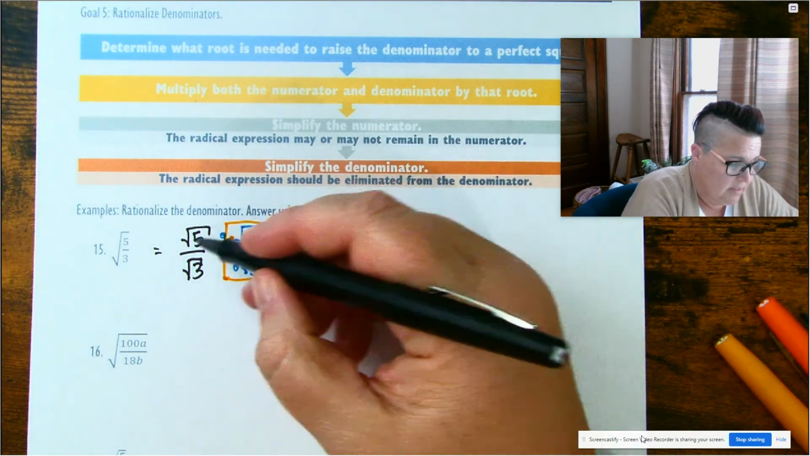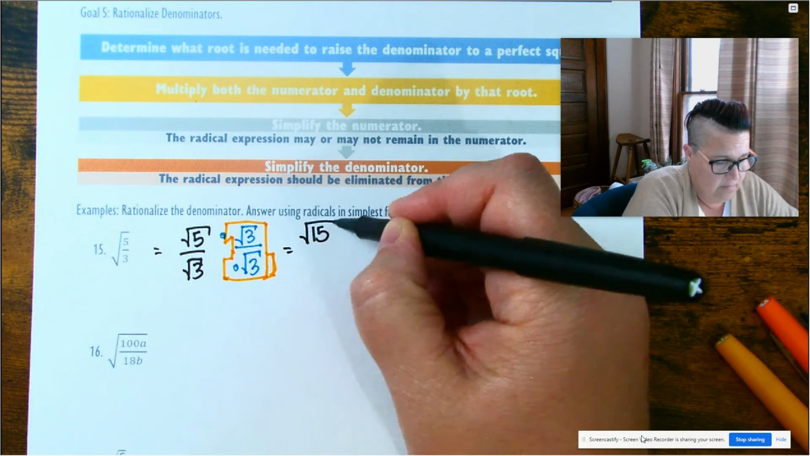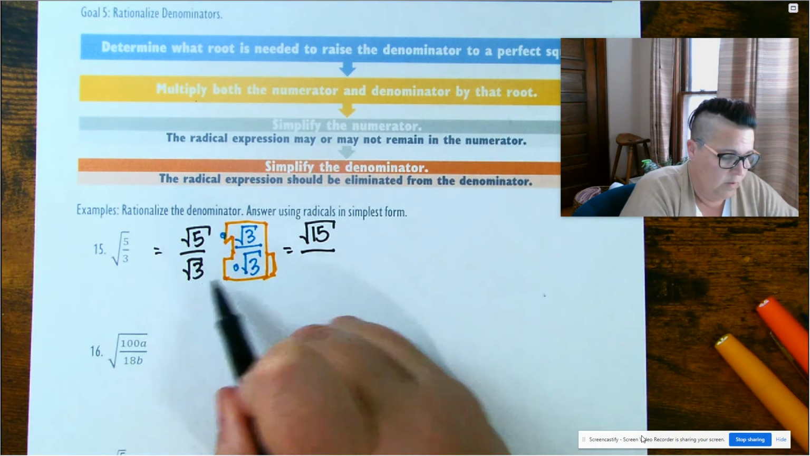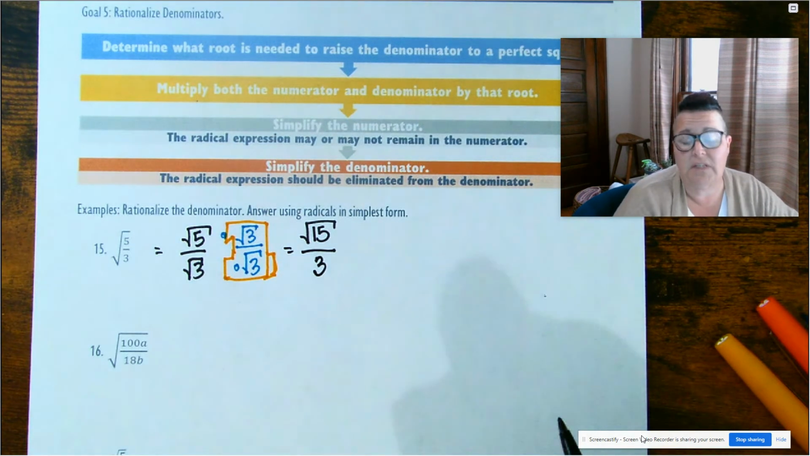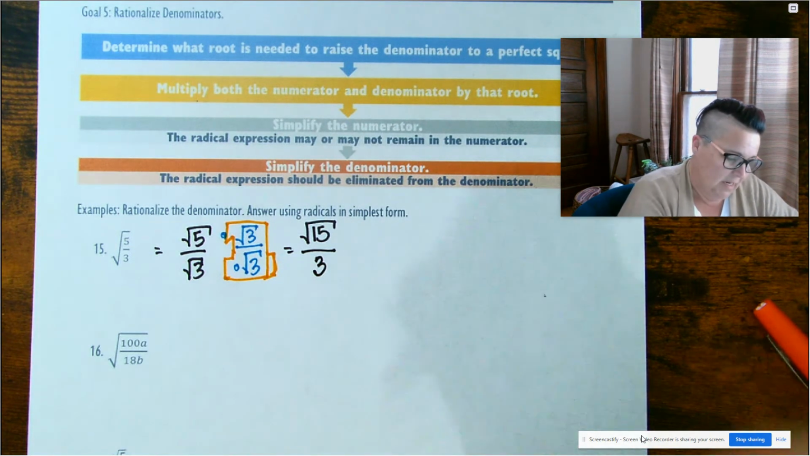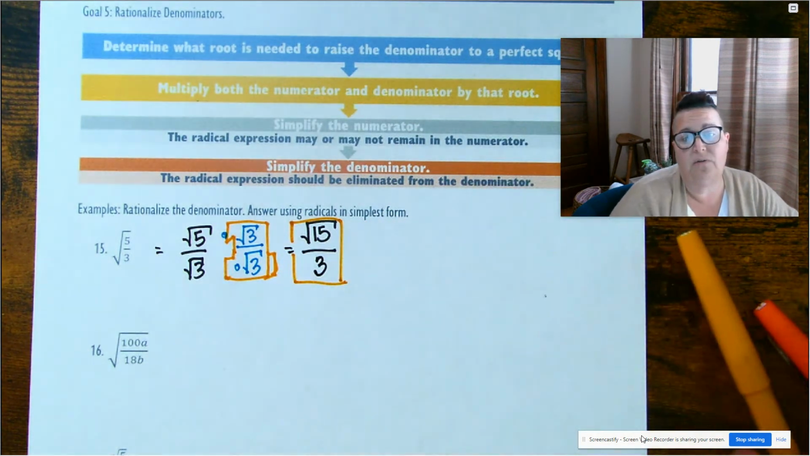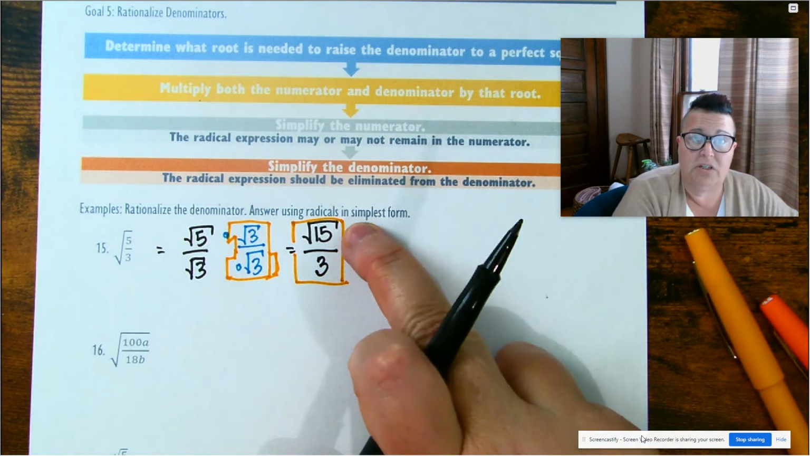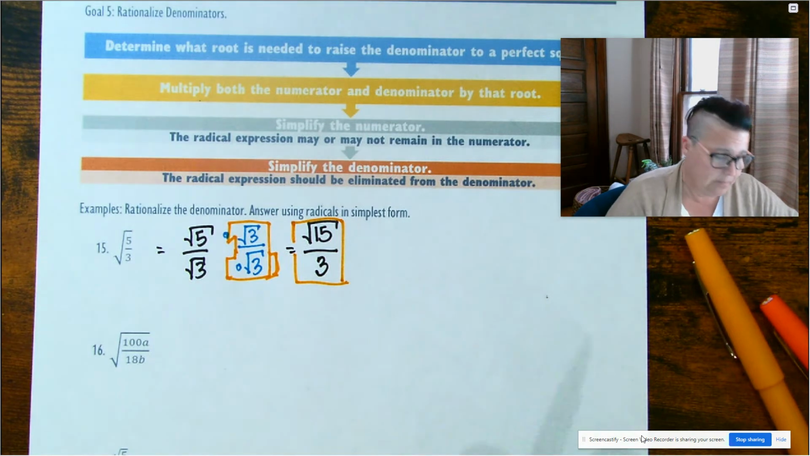This will give us square root of 5 times the square root of 3 is the square root of 15. The square root of 3 times the square root of 3, square root times itself is the radicand. So this is a square root of 15 over 3. I cannot simplify anymore. This is it. And the square root of 15 over 3 is my final answer. I still have a radical expression in the numerator, but I have eliminated it in the denominator.